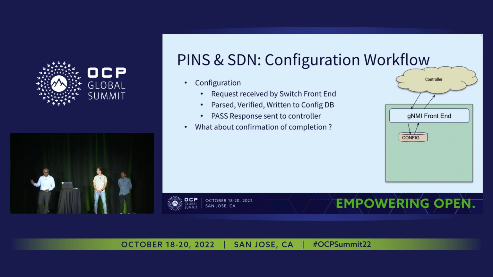Moving on, let's talk about configuration workflow. As the configuration is sent from the controller to the switch, in the pins stack in SONiC, for example, we have a gNMI front end which receives the requests, parses it, verifies it, and writes it to config.db and sends a pass response back to the gNMI client. Now, what has happened is the controller sent a request and it has received a pass response, but the configuration has not really reached the hardware. And this is due to the layered architecture we have in SONiC. It's an eventual consistency model.